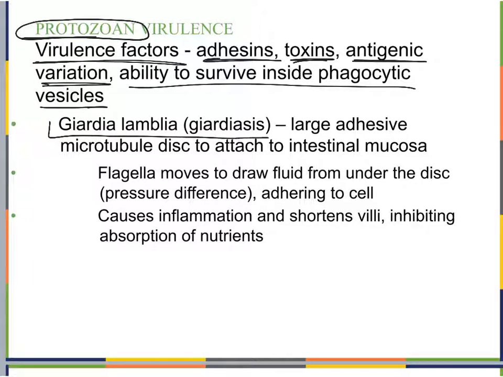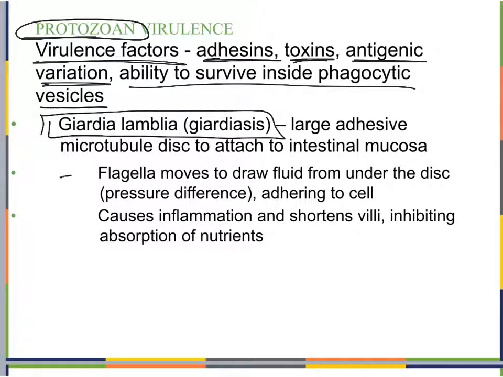If we take a look at an example, we have Giardia lamblia, which produces giardiasis. And this has a large adhesive microtubule disc. And so this really big microtubule disc is what's actually going to attach to the intestinal cells, to the mucosa. So if we remember back to other chapters or previous sections, remember that one single Giardia lamblia can cause infection. And this is because when this organism, Giardia lamblia, gets into the body, it has this big disc, and it's kind of like Velcro, like the rough part of Velcro, where it really can stick to the cells.